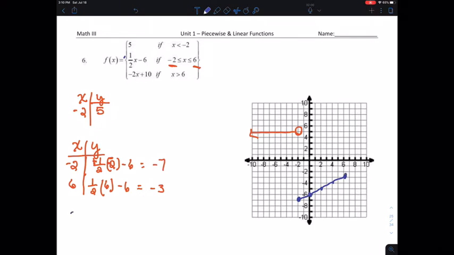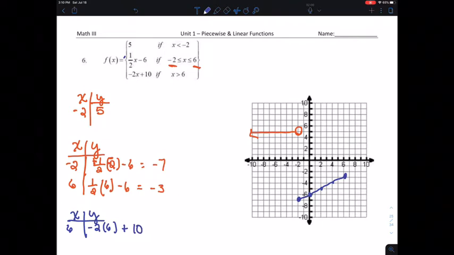And so then our last one is -2x plus 10. We're going to start at 6, so that's -2 times 6 plus 10. And that is -12 plus 10 is -2. So we're going to start at 6 and -2. And we have an open circle.